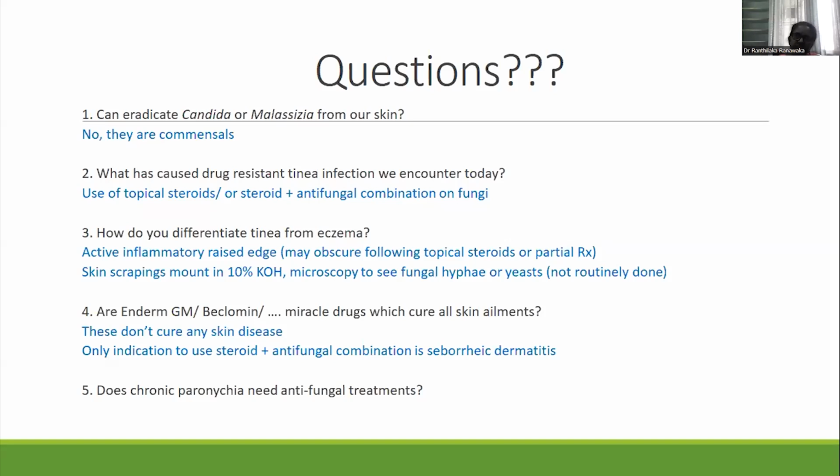Like most of you, I have seen people give fluconazole for months, right? Anyway, fluconazole 150 milligram weekly is very harmless, like I can say less side effects, but does it help chronic paronychia?